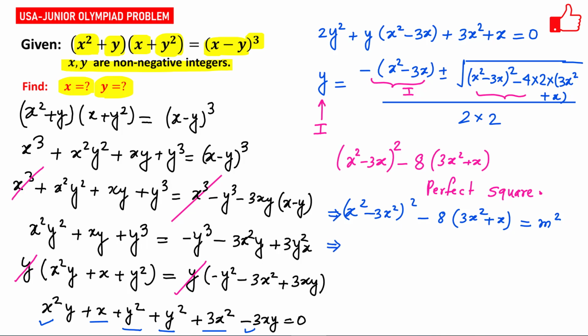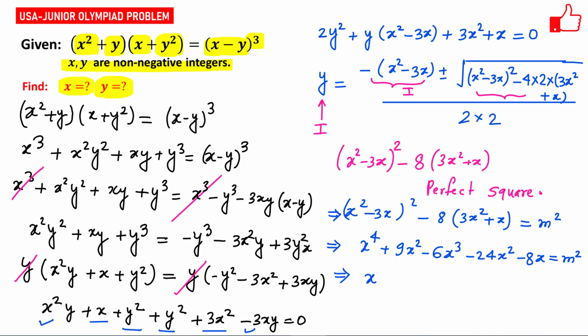So if I square, this becomes x raised to the power 4 plus 9x² (this is (3x)², not a square) and minus 6x³, and this will be minus 24x², and this is minus 8x, and this is basically a perfect square. That's why we have m².